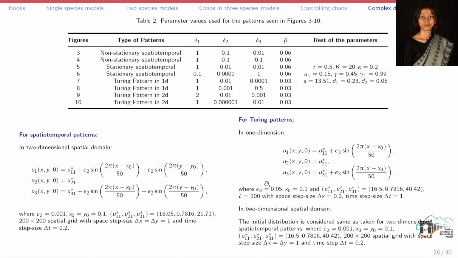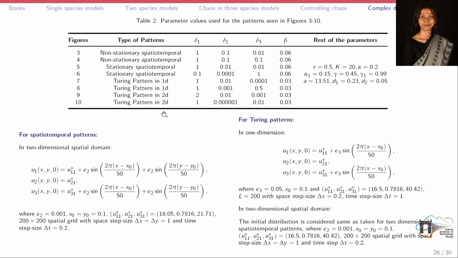Further, we studied the patterns present in the mathematical model. For that purpose, we perturbed the initial value with a very small perturbation in the prey population and the top predator population. The initial condition that was considered is of this particular form. We investigated the pattern formation in both one dimension and two dimensions. In two dimensions, this was the initial condition considered with the other values fixed at this particular value as shown here, and in the one dimensional case this was the perturbation considered.